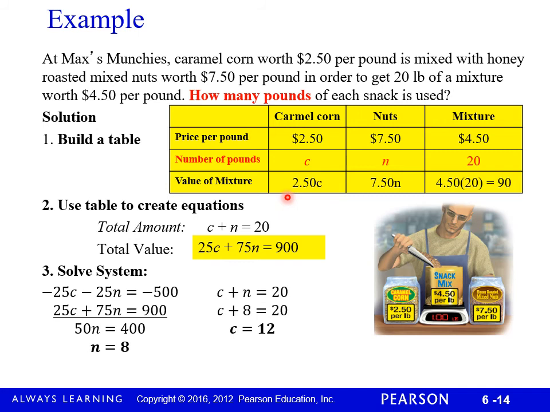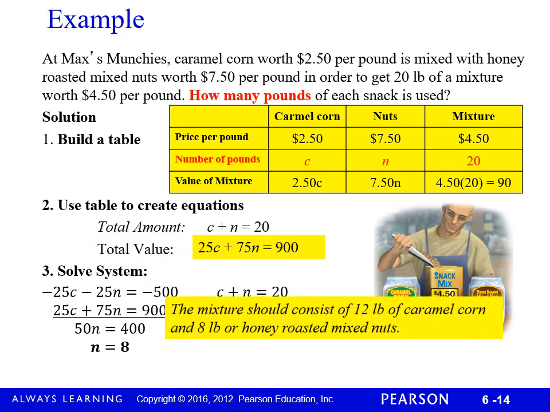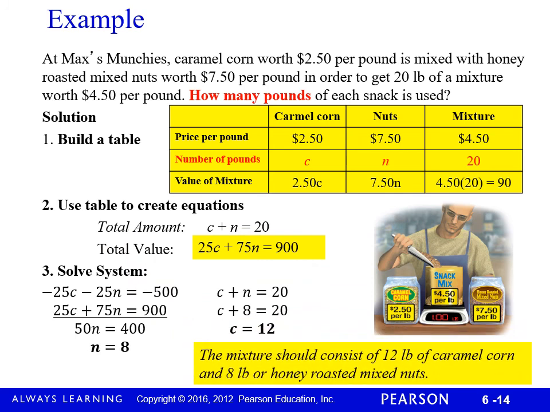So this is not as difficult as it seems, these mixture problems. Remember, you're going to do a price, a quantity, and then the value of whatever you're mixing, etc. Typically in these tables you multiply down and add across. So our answer to this problem is the mixture should consist of 12 pounds of caramel corn and 8 pounds of honey roasted nuts.